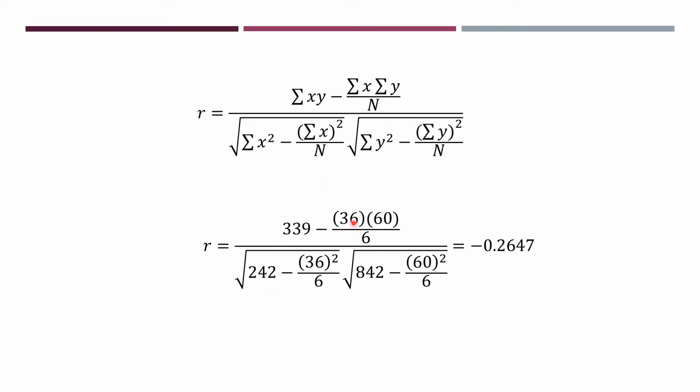We got summation x as 36, so 36 the whole square upon 6. Summation y square is 842. Summation y is 60, so 60 square upon 6. And when I simplify all these values, I will get the answer as minus 0.2647. Again, it's a negative correlation and the value of R lies between minus 1 and plus 1.